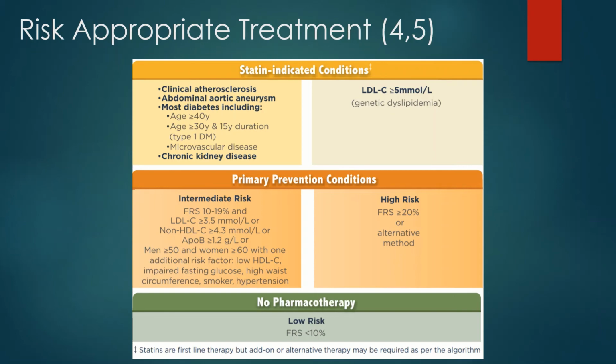So if they're low risk, there's actually no pharmacotherapy involved, and we just look at managing their diet and everything that we mentioned in the slide previous. If they have an intermediate risk, we will look at their lipid levels and make an assessment as such. I've listed the recommended levels here. Should note that statins are the first line of therapy, but there may be additional pharmacotherapy that is needed.